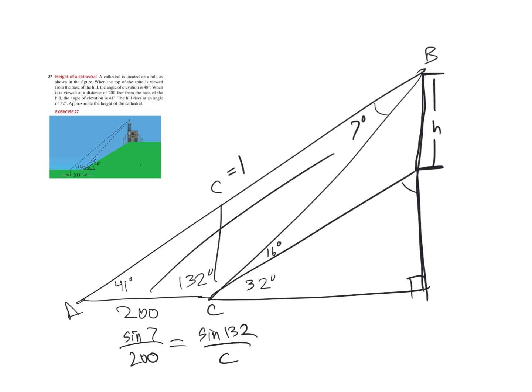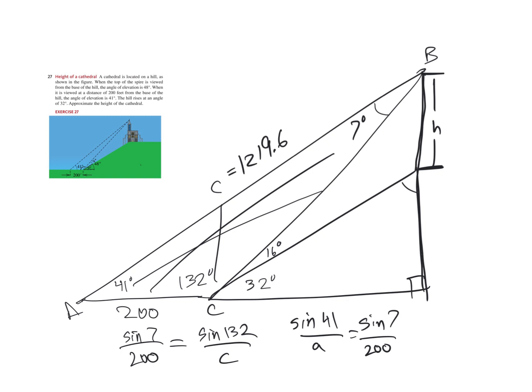So this is 1,219.6. Okay. Let's get a little a here. The sine of 41 is to a, as the sine of 7 is to 200. So 200 times sine of 41 divided by the sine of 7, and so that is 1076.7 feet.